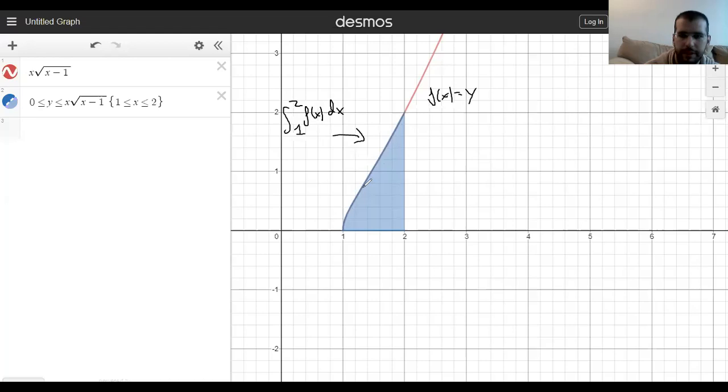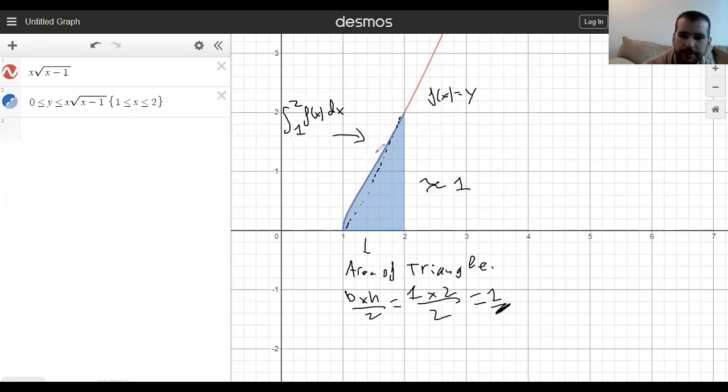And if I had to guess what this looks like, it looks like almost a triangle. So the area of the triangle is the base times the height divided by 2. The base is 1, the height is 2, and 2 is 2. So this area is 1, so this is more or less 1. And it got 1.0666, so pretty happy.